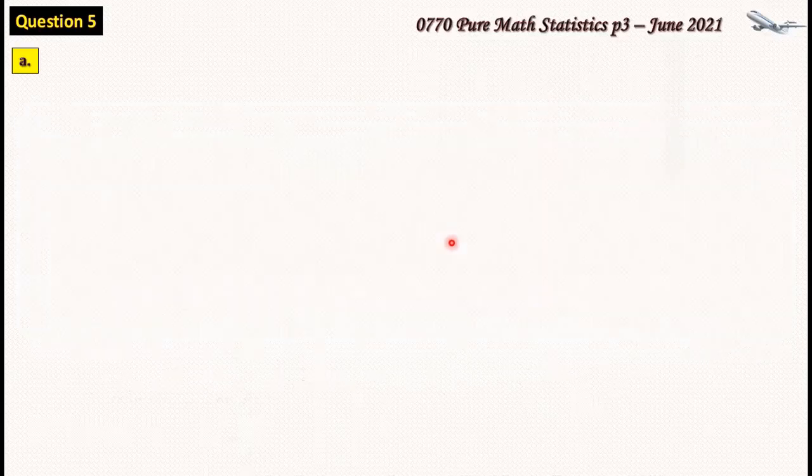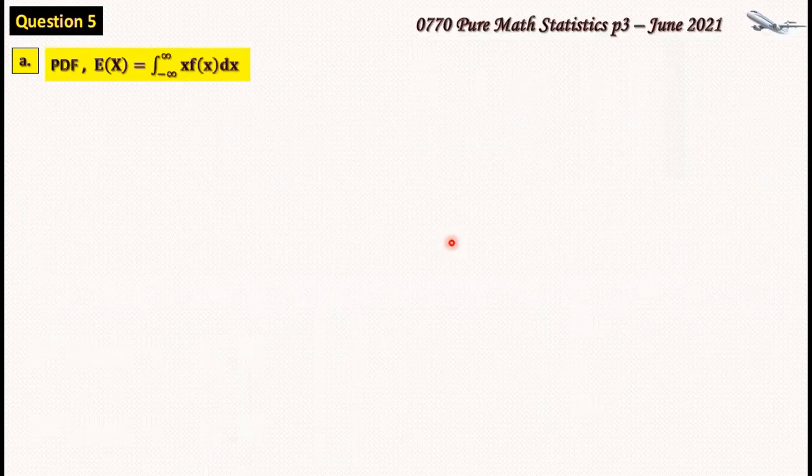How do you calculate the mean of this probability density function? The expectation, or the mean, is given by the integral from negative infinity to positive infinity of x times f(x) dx. But here we are given the limits to work from 0 to 3, so it is defined only from 0 to 3.